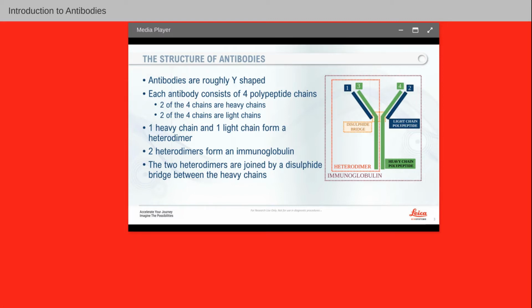2 heterodimers join to form a complete immunoglobulin. The join between the heterodimers is a disulfide bridge, and this acts as a sort of hinge, which gives flexibility to the Y-shaped structure that you can see on the screen.